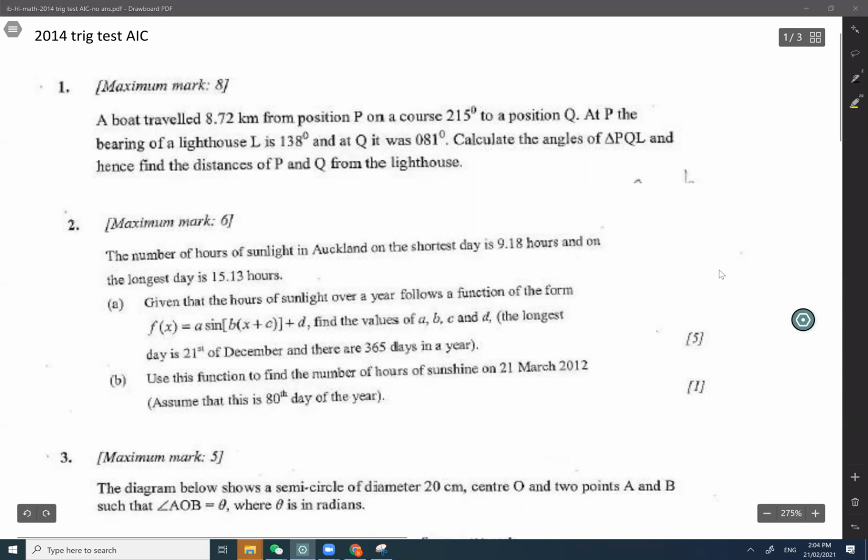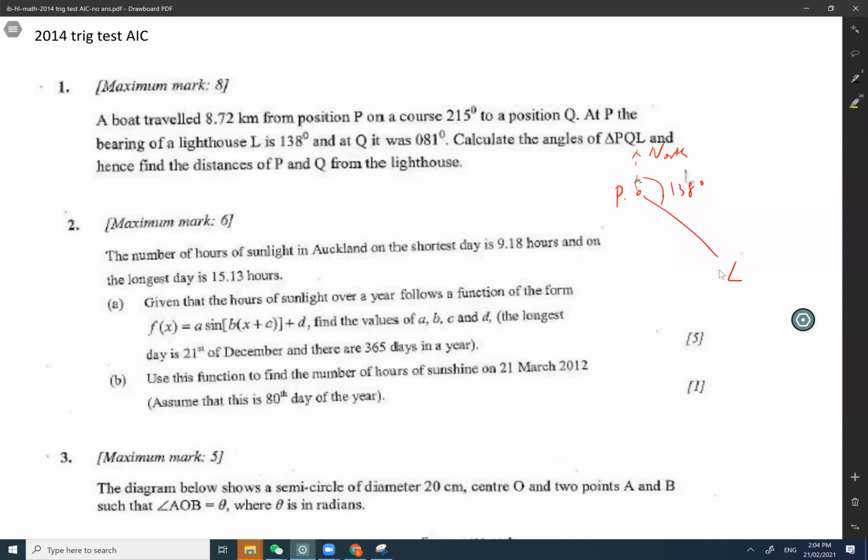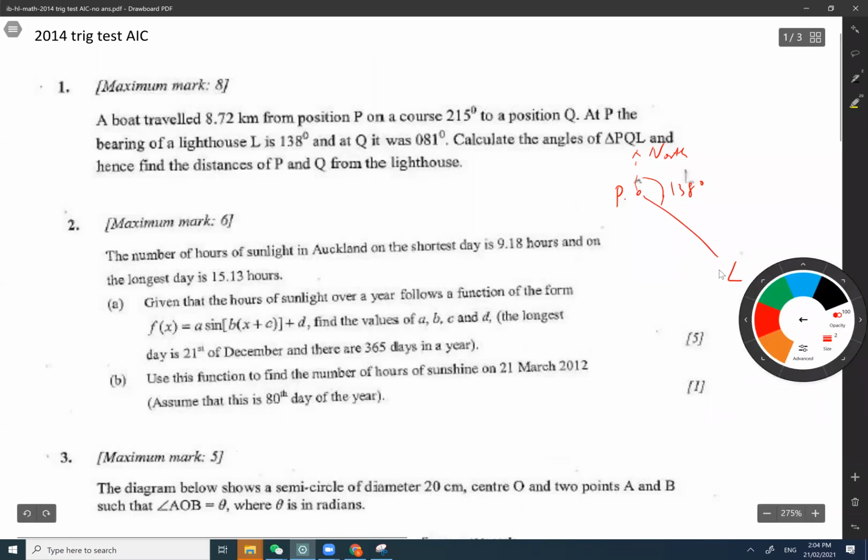A boat traveled from position P across 215 to a position Q. At P, this is P. The bearing of L, the bearing always rotate from north, is 138 degree. That would be L. Q is 81 degree, also from P on Q.